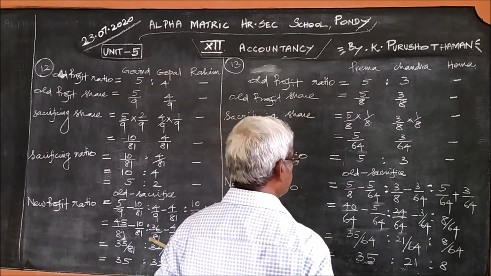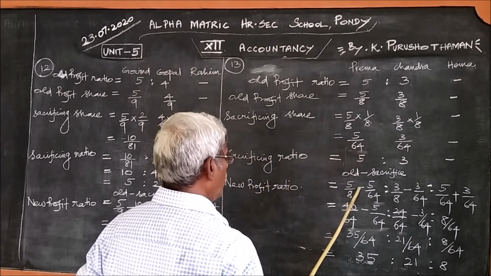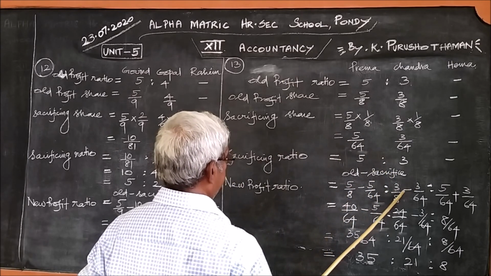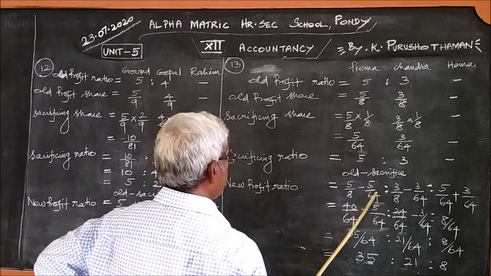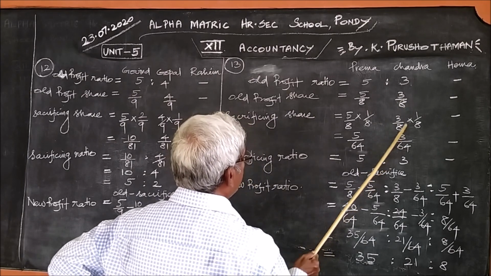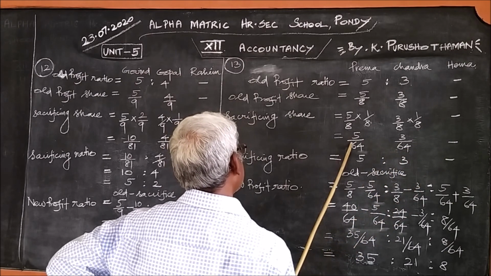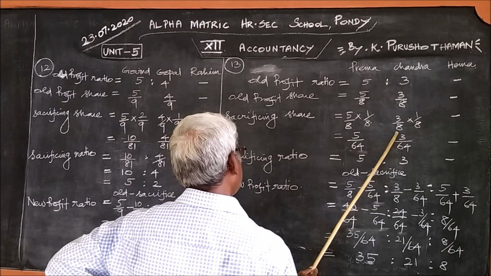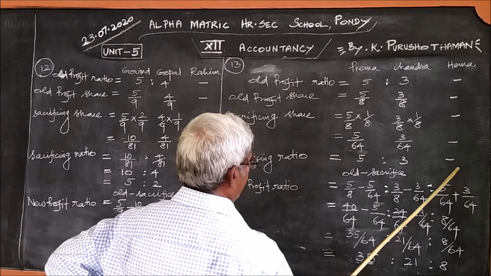What is the new profit ratio? Old minus sacrifice. How to find the new? Old minus sacrifice. Old 5 by 8, sacrifice 5 by 64, therefore 5 by 8 minus 5 by 64. Chandra's old share 3 by 8, sacrificing share 3 by 64, 3 by 8 minus 3 by 64. Here Hema is the receiver. She receives 5 by 64 from Prema and 3 by 64 from Chandra, so on the whole 5 by 64 plus 3 by 64. These two have the same denominator, so add and write.